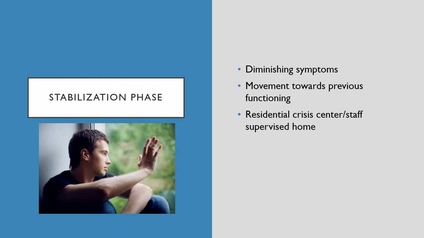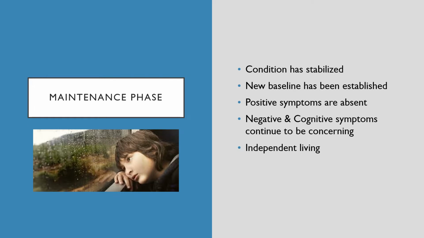The third phase is our stabilization phase. This is hopefully where our symptoms are getting more under control. They're starting to diminish. We're moving towards a previous function. A residential crisis center or staff-supervised home is usually where these patients live. Symptoms are stabilizing, moving towards that new function, and they are still going to need that outpatient mental health facility. And then the last phase that we're going to talk about is that maintenance phase.